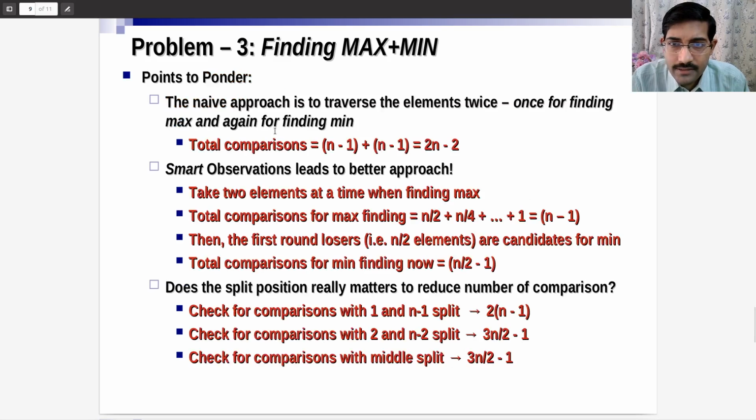Let us try to see the answer. Suppose you do it in your naive approach. How do you solve this problem of finding max and min? You just traverse the whole set of elements twice.